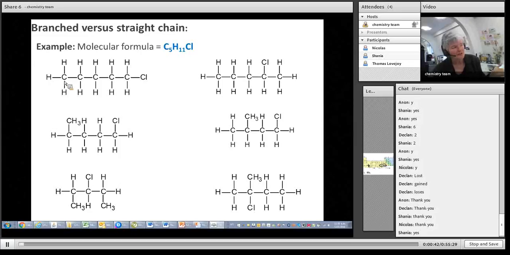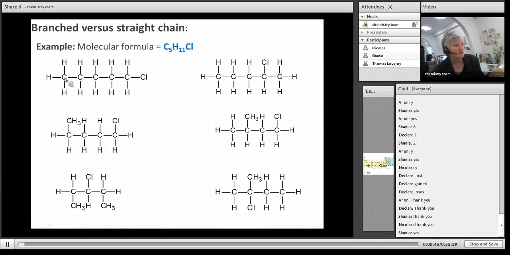And so this would be like a straight chain. If I just carry on with my finger along it without lifting it, then it's a continuous line. Straight chain simply means I can make a continuous line. It doesn't have to mean that it has to be horizontal. There can be kinks in it. I just can't lift my finger to go from one carbon to the other.